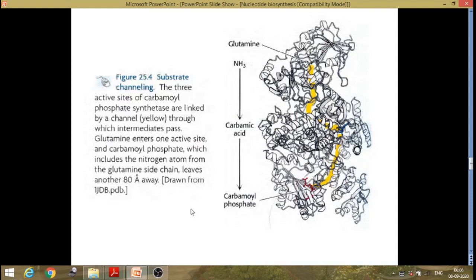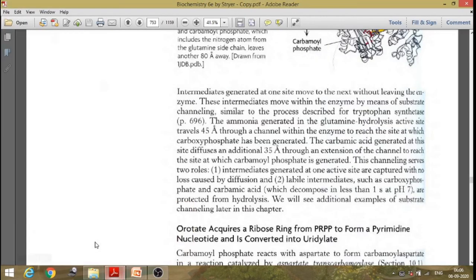You will come across these kinds of enzymes having multiple catalytic sites and showing substrate channeling in metabolism of other biomolecules also. One example is the tryptophan synthetase enzyme, which also displays the same kind of characteristic, having multiple catalytic sites and substrate channeling. And other examples you will find while studying metabolism of other biomolecules.